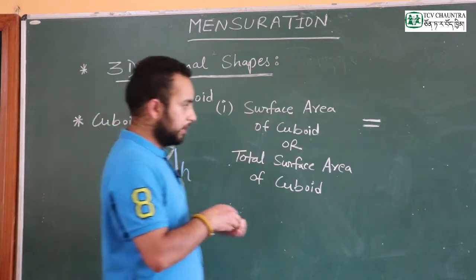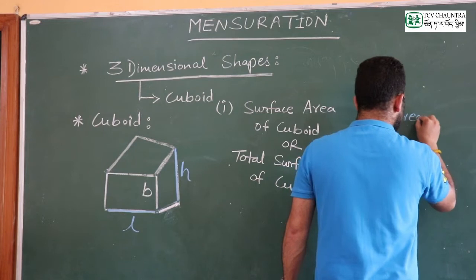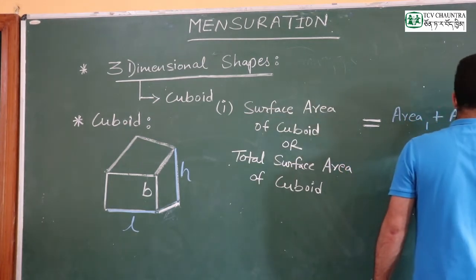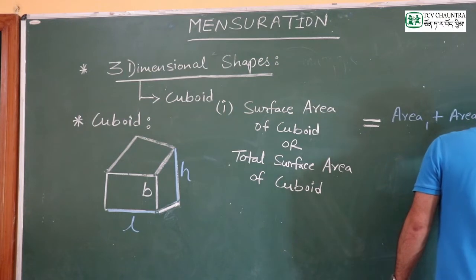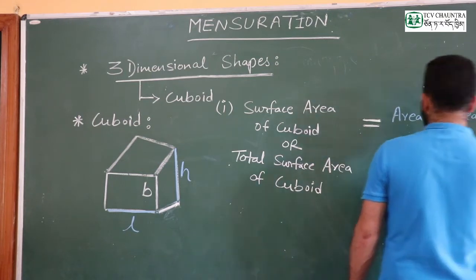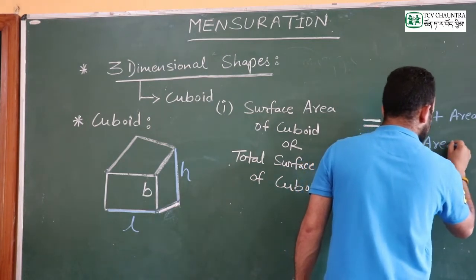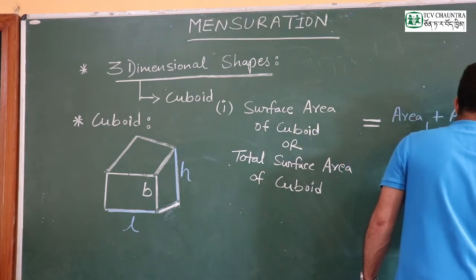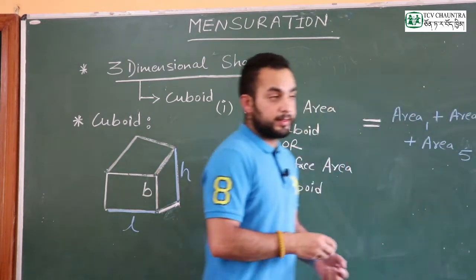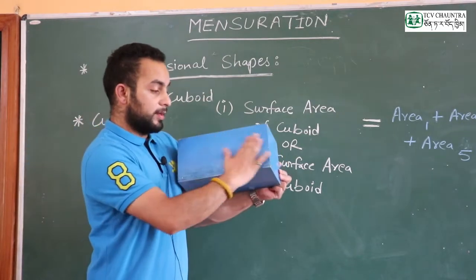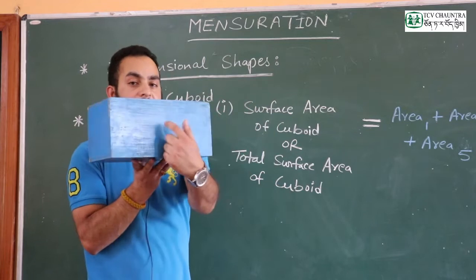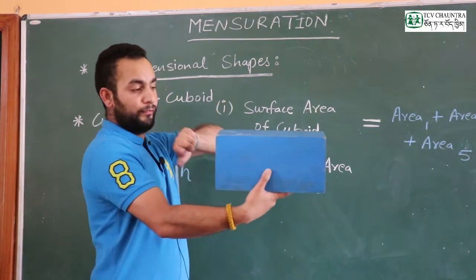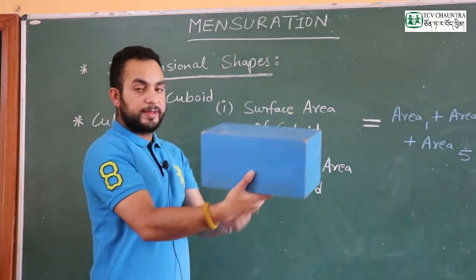We have six faces, right? So we have area one, the first area, we have second area, third area, fourth area, plus fifth area, and sixth area. We have six areas in total in a cuboid. This is our first area, and similarly the back is the second area, opposite the first. Then third area, fourth area, fifth area, and the bottom is the sixth area.